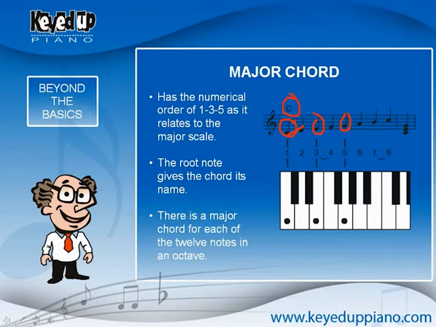Now the root note gives the chord its name. So this is the root, it's a C, C major. There is a major chord for each of the 12 notes in an octave. Now there are also 12 scales for those notes in the octave, and each one of those chords is a derivative of its own scale.